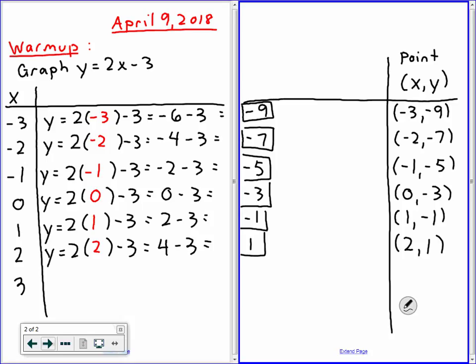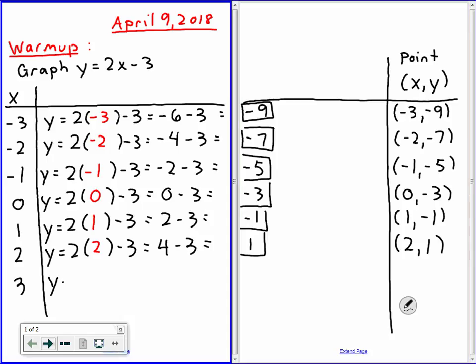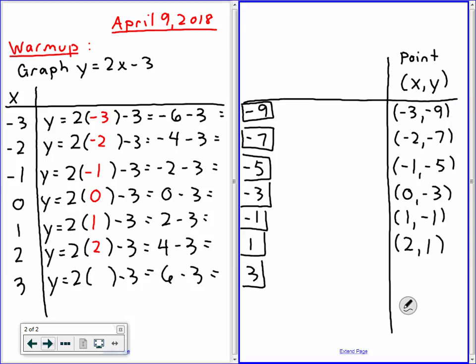2 minus 2 minus 3 is 6. Yeah. Minus 3 is 3. Okay. And then my point's going to be (3, 3).